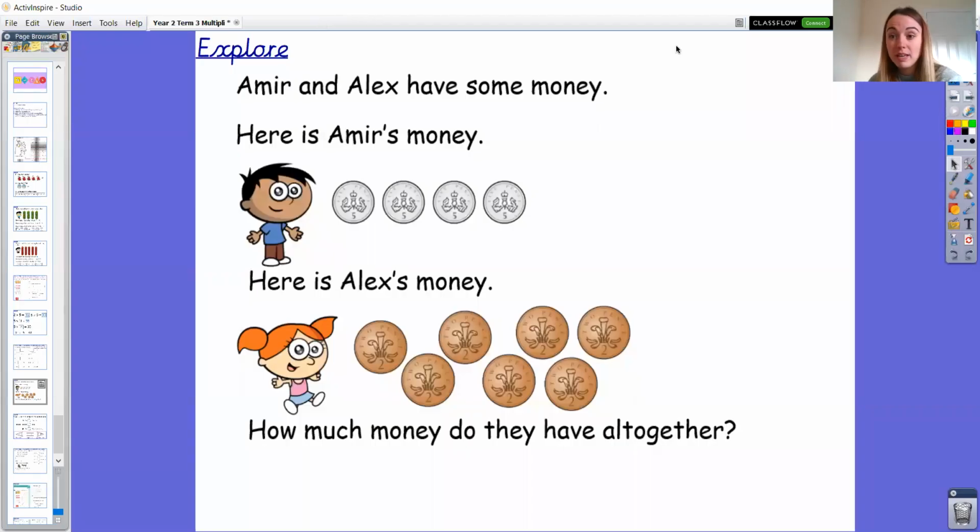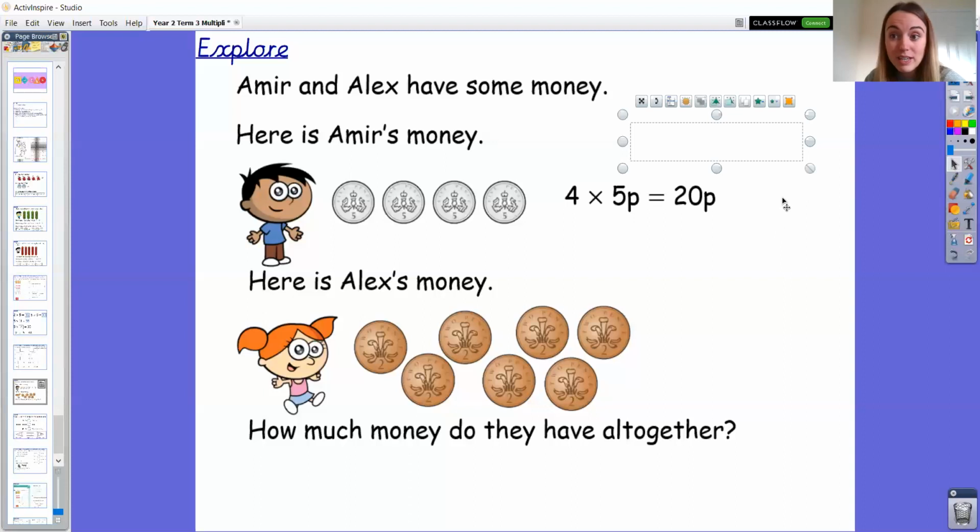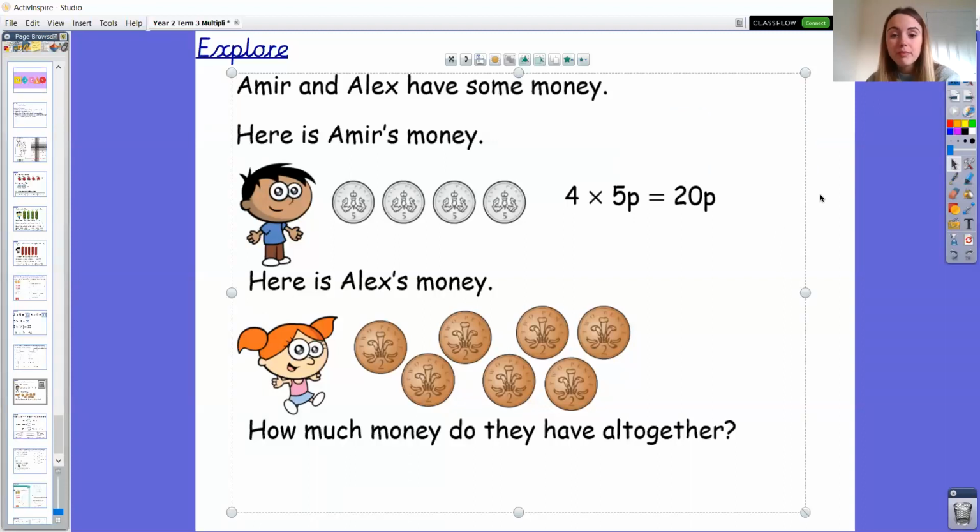So let's have a look at Amir's money. I noticed that these are 5p coins because there is the digit 5 on each coin, so that's showing me the value is 5p. I can see that there are 1, 2, 3, 4 lots of 5. So we are solving the multiplication 4 times 5. So what is the product of 4 and 5? The product is 20. Brilliant. So we know that Amir has 20p altogether.